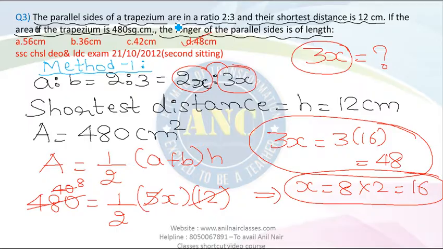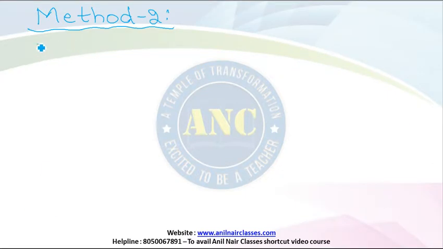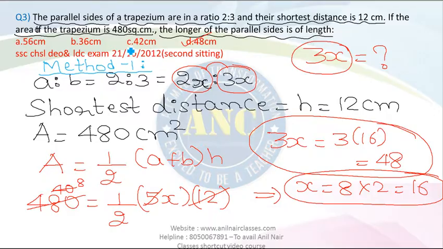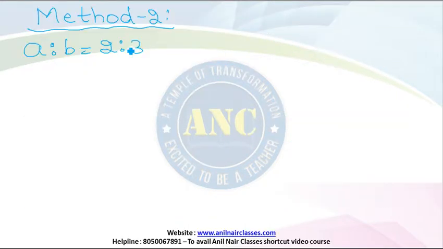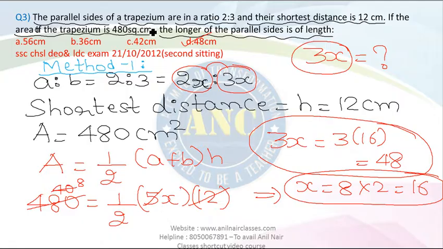The question says the parallel sides are in the ratio 2:3. A is to B is given in the ratio as 2:3. Beautiful. That is the first statement. The shortest distance is 12 centimeters, which means the height is given in the question as 12 centimeters. Now the area is given in the question as 480 centimeters square. Find the longer length of the parallel sides.